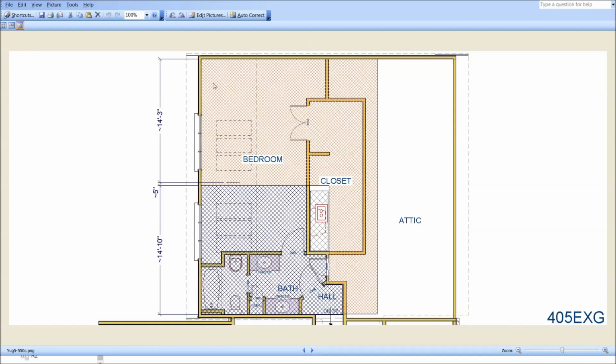So with that design, the way I designed it, all of this blue area is 40 pounds per square foot for bath and hallway.